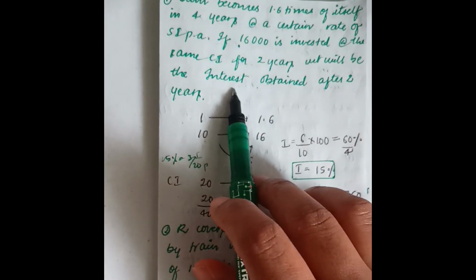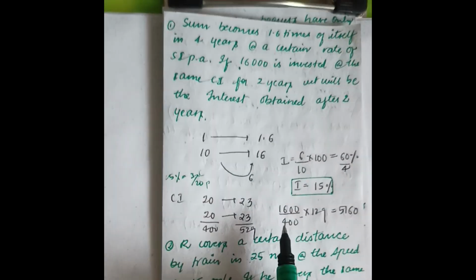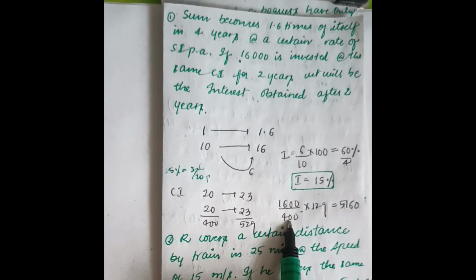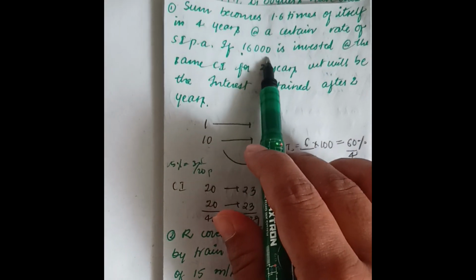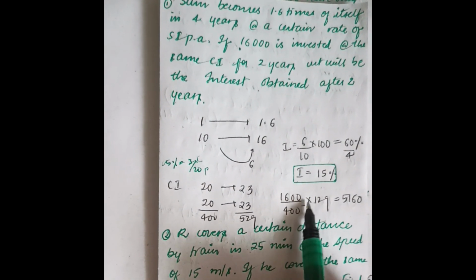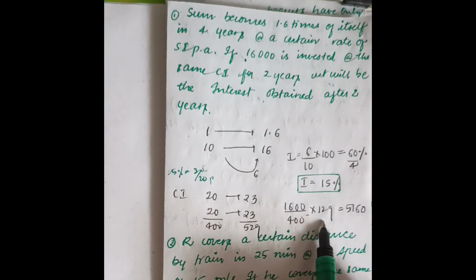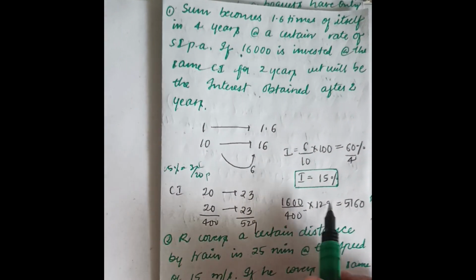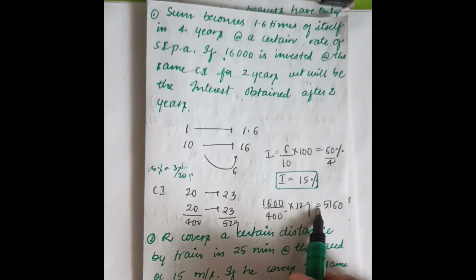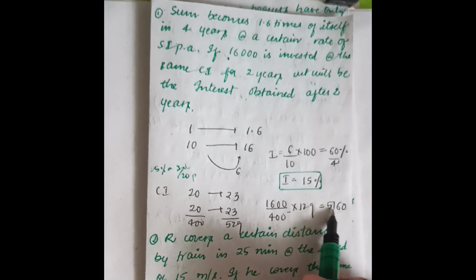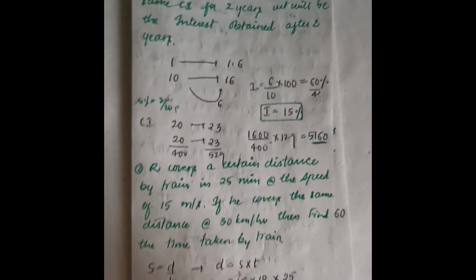So in the question they have asked the interest obtained. So this 400 will be the principal, which is given as 16,000 in the question, and I am multiplying this with 129 because we have to calculate the interest. So 529 minus 400 will be equal to 129. So that will be equal to the total 5160, which will be the answer. So let's move to the next question.